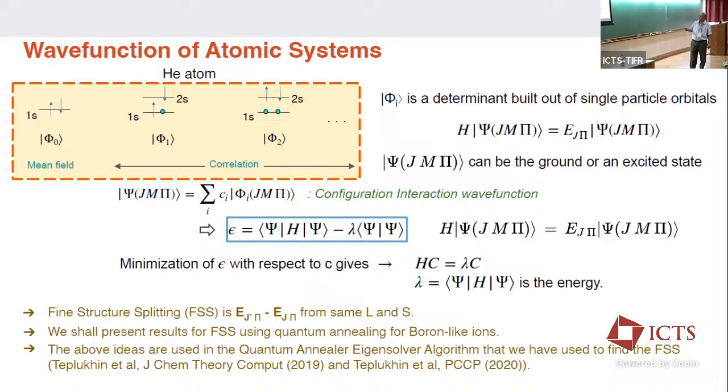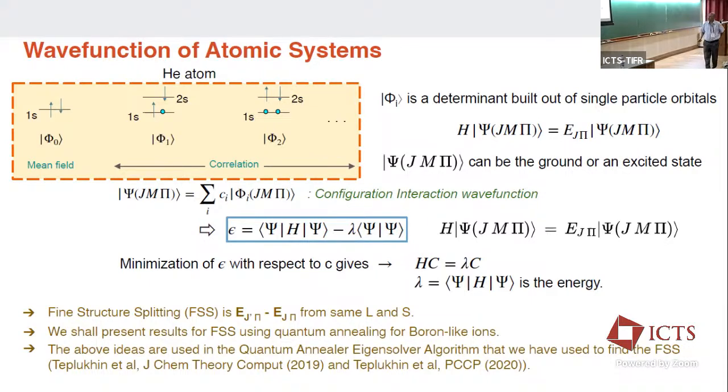But this has to satisfy the Dirac-Coulomb or the Dirac-Coulomb-Breit Hamiltonian, and the energy corresponds to a particular J value and particular parity. I mean, M, of course, but the M states are degenerate. So this can be either a ground state or an excited state.